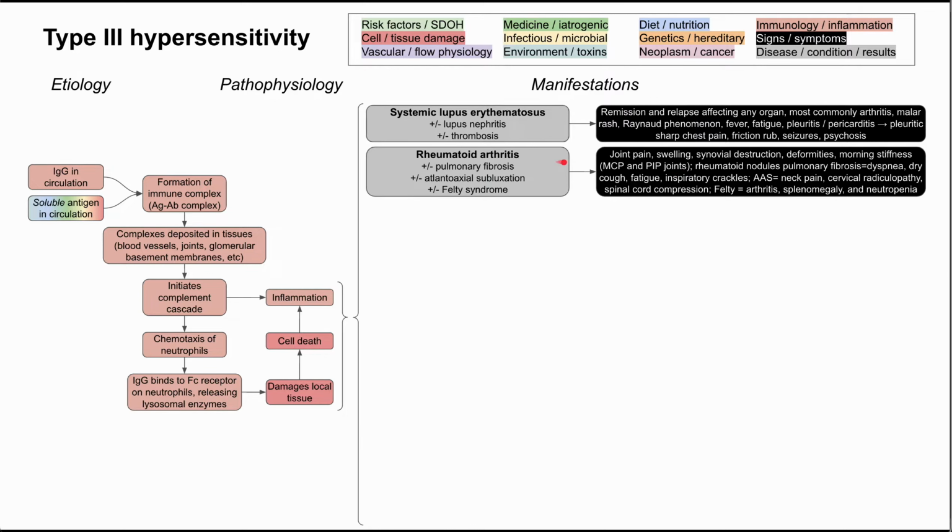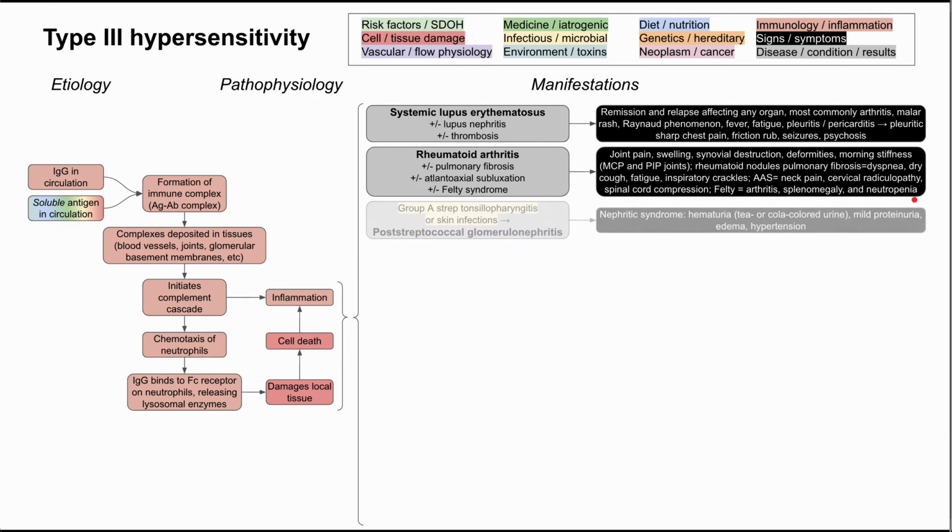In addition to these symptoms, you can also have pulmonary fibrosis, atlantoaxial subluxation, and Felty syndrome. That's part of rheumatoid arthritis. Pulmonary fibrosis would present as dyspnea, shortness of breath, a dry cough, fatigue, and inspiratory crackles. Atlantoaxial subluxation is a problem with your cervical spine. The patient will present with neck pain, cervical radiculopathy, and possibly spinal cord compression. And Felty syndrome is a triad consisting of arthritis, joint pain, splenomegaly, and neutropenia.